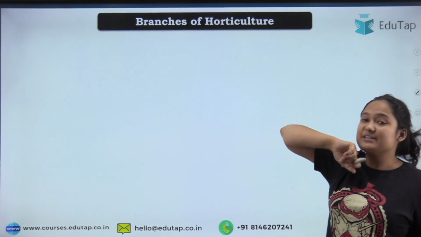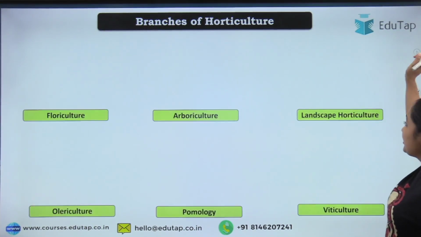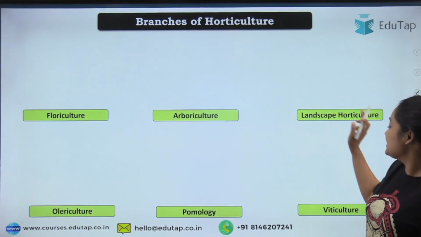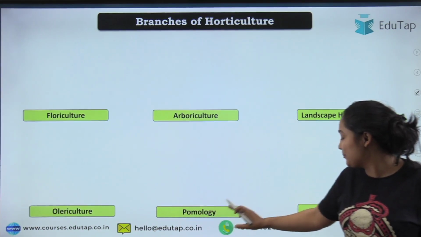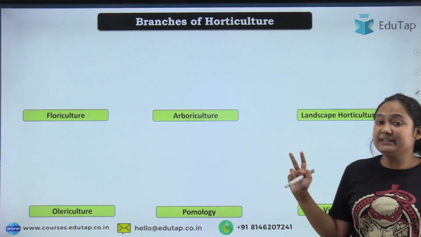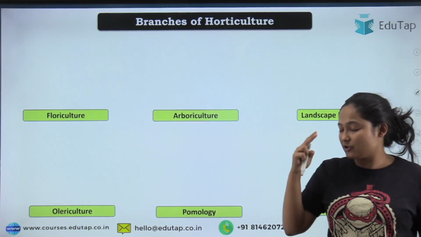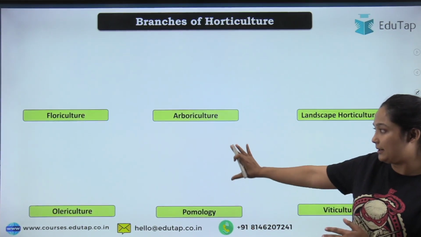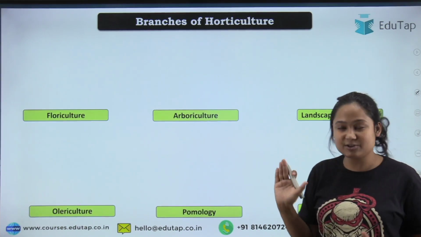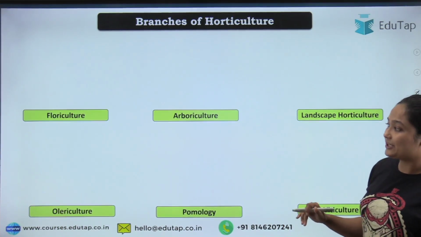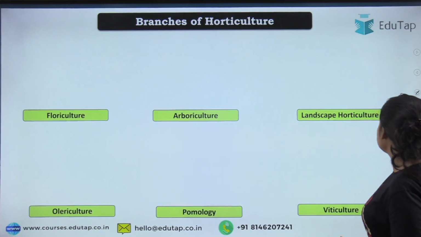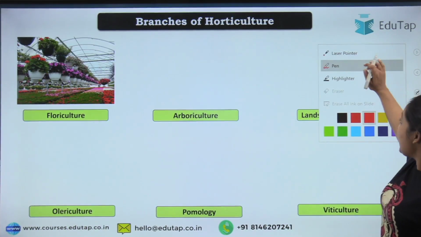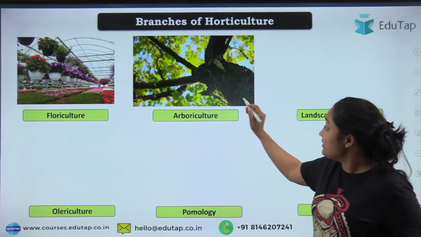So talking about branches of horticulture, there are 8 branches. First of all, floriculture, arboriculture, landscape horticulture, olericulture, pomology, viticulture. Beside these 6, there are 2 more branches, that are enology and post-harvest management. We will talk about them once we have covered all these 6. Okay. So talking about floriculture, as the name suggests, floriculture deals with your flowers.